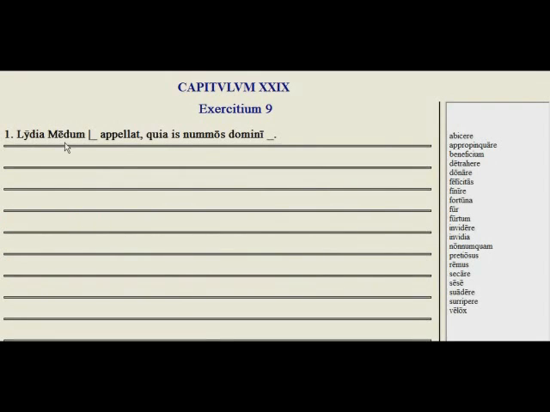Here we have our vocab exercise. So we have Lydia medum blank appellat, quia is nummos domini blank. Lydia calls Medus, what does she call him? She calls him a thief, and we want it to agree with medum in the accusative, so it's going to be from fur, it's going to be furem, because he stole the coins of his master. And we learned a verb for to steal this time, which was surripere, and so surripuit, because he stole, past tense of that. Okay, try the rest of those, and let's go on to exercise 10.